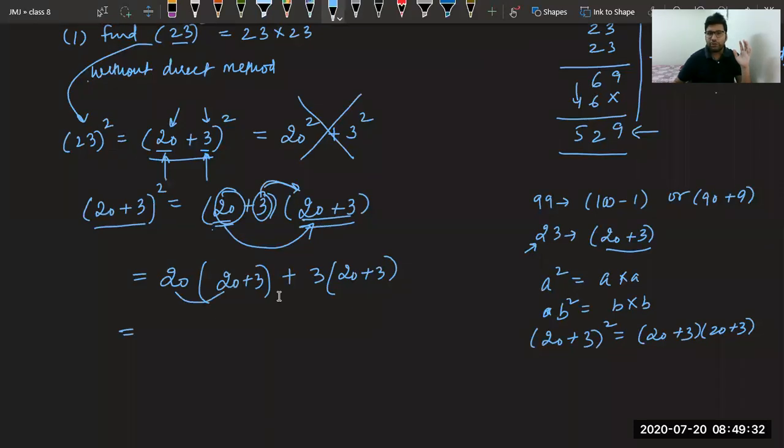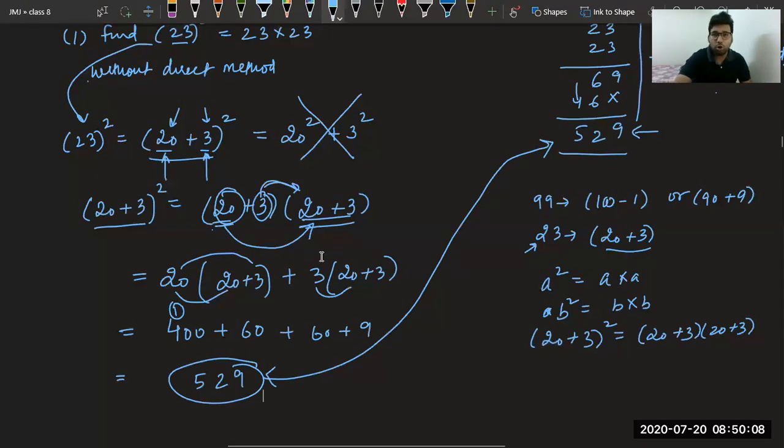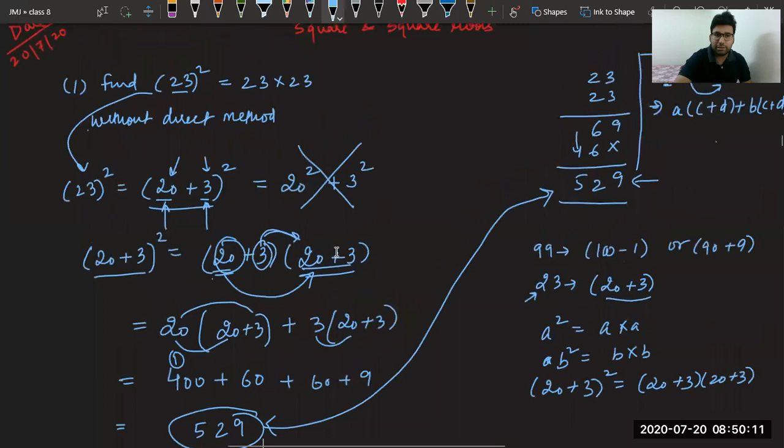Now 20 20s are very easy for us. 20 20s are 400. Then plus sign is there. 3 20s are very simple, 60. 3 20s are 60. 3 3s are 9. Now add them. We will have 9 at the unit place. 6 plus 6, 12. 1 will be carried and we will get 529, which was the same earlier also. I hope it is clear to everyone. Please confirm.